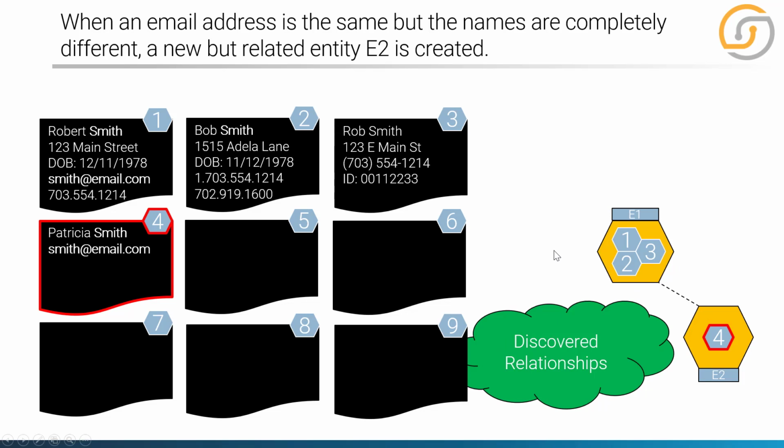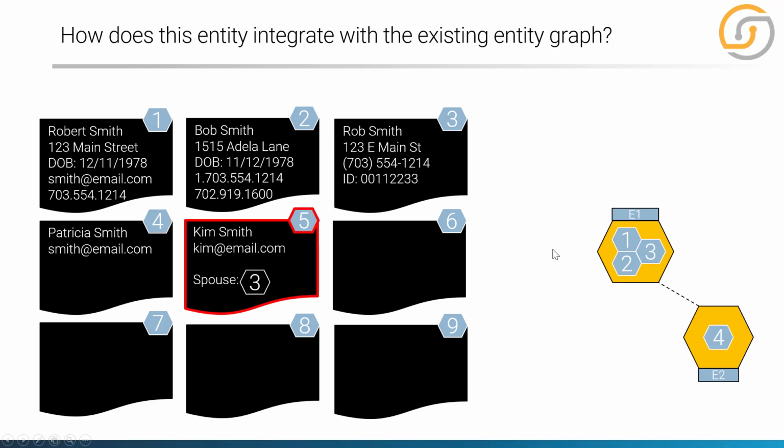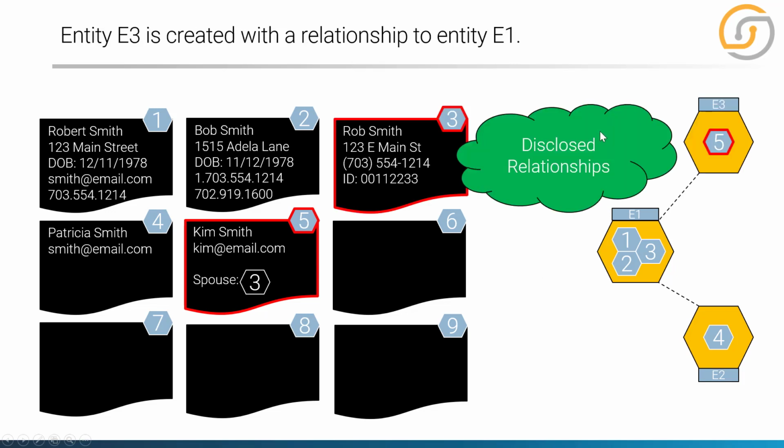There could be situations in which we add a record and we disclose what their relation is. Like in this case, we're adding Kim Smith and we're saying, look, it's the spouse of three. In this case, the system will add the new entity and will simply mark down the disclosed relationship.